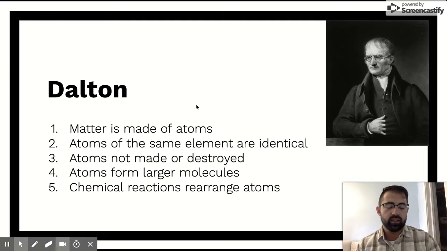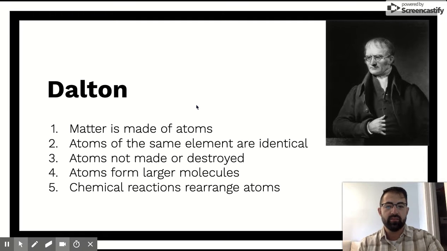The exact date forgets me, but he made these 5 propositions: that matter is made of atoms, that atoms of the same element are identical, they're not made or destroyed, and atoms build larger molecules, and chemical reactions rearrange atoms. Most of these are pretty accurate. He was spot on in his early experiments and his thinking about how atoms behave, how the subunits of matter behave.